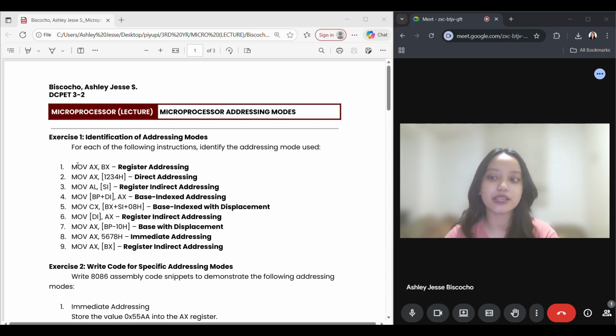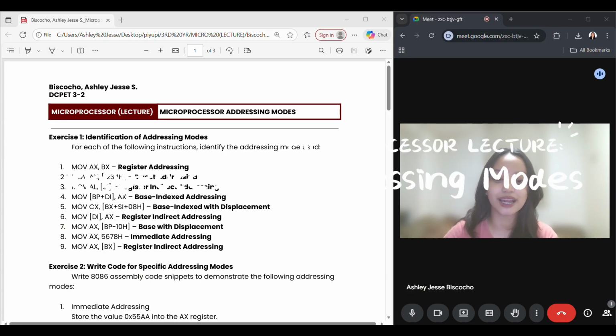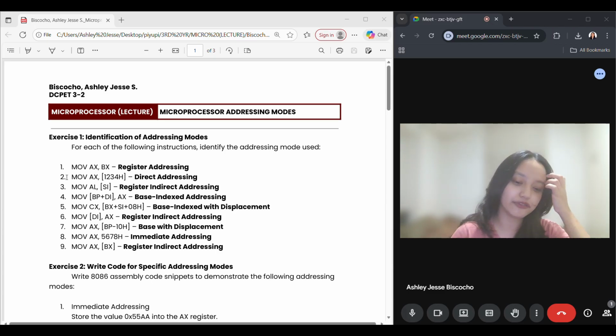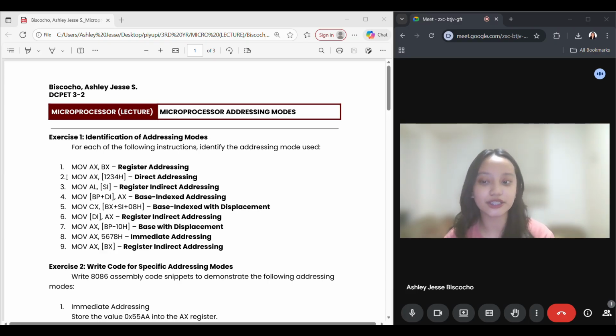In the first exercise, we were asked to identify the addressing modes used in the several numbers. For example, MOV AX, BX uses register addressing because both operands are registers. MOV AX, [1234H] uses direct addressing because the instruction points to a specific memory address. Instructions like MOV AL, [SI] and MOV [DI], AX use register indirect addressing since the registers SI and DI act as pointers to memory.